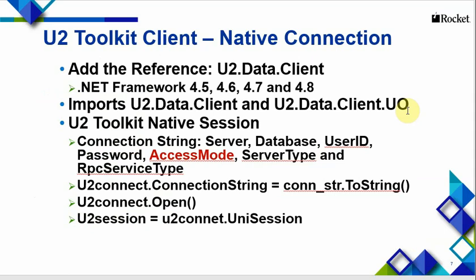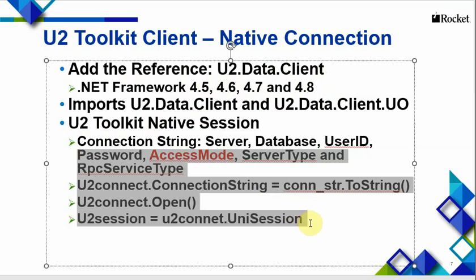On the latest, we are already using the U2 Toolkit client. It will try to replace all existing UO or UO.NET applications. For the new U2 Toolkit client, basically you just do the same thing: add the reference called u2.data.client. This driver can work with 4.5, 4.6, 4.7, and 4.8. And to import it, the syntax is very similar to UO.NET. So you can see how we make a connection in the U2 Toolkit client.